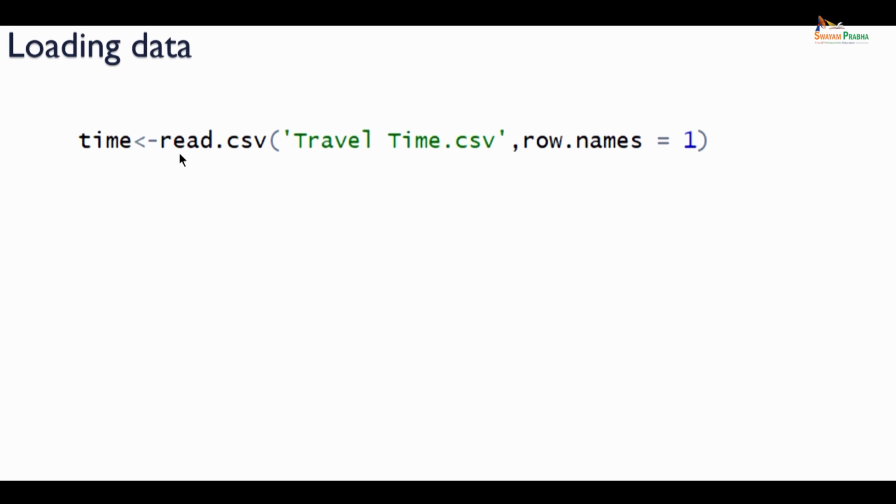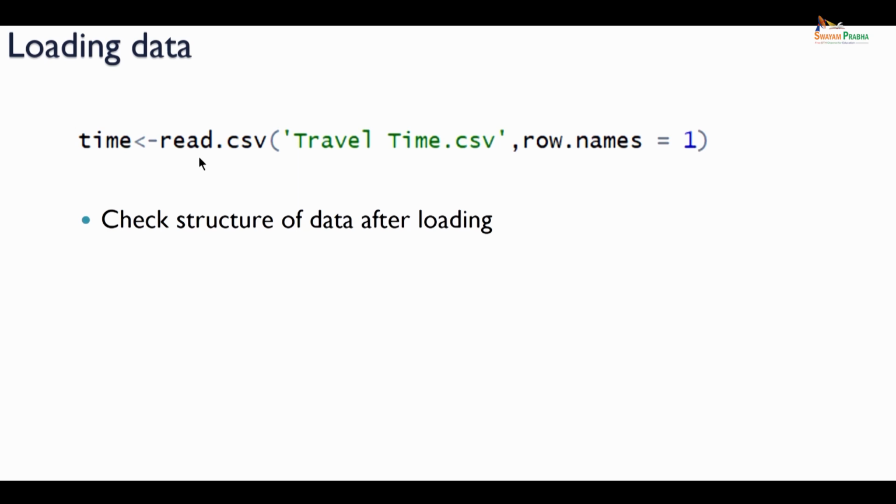Let us see how to load the data. I am going to use the function read.csv and within single quotes I am going to give the name of the file, which is traveltime.csv, and now I want to get rid of the index. So, I am going to give row.names equal to 1 and I am going to save this as a data frame, time. Once you run this function you have a data frame where all the data is stored.